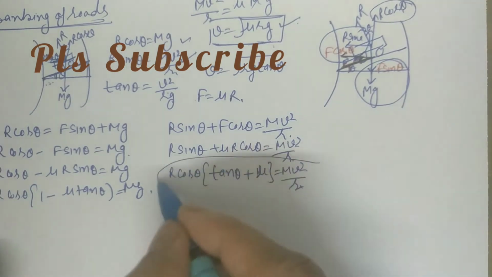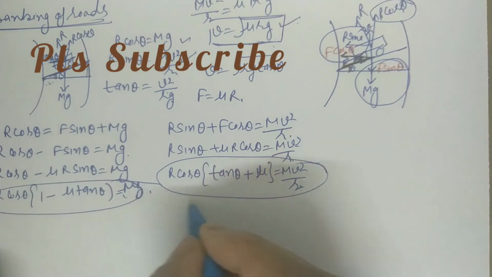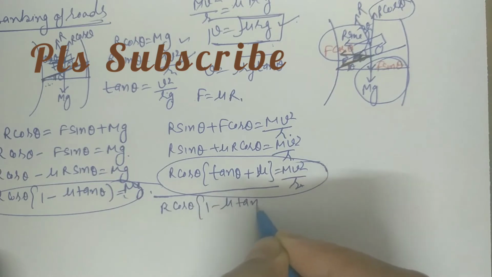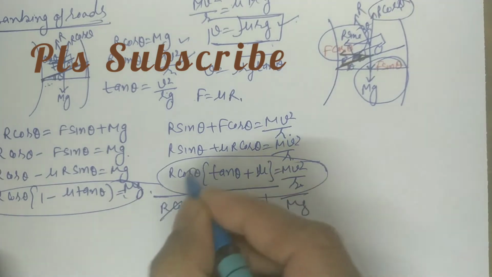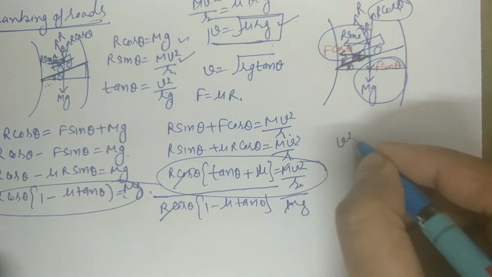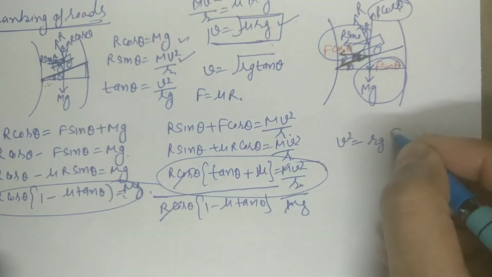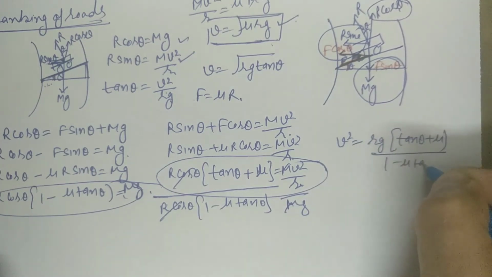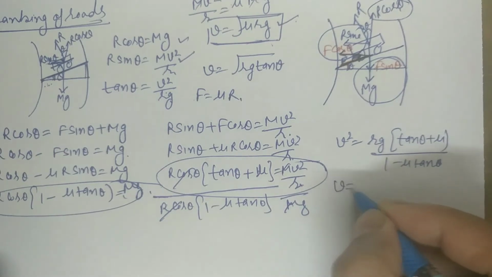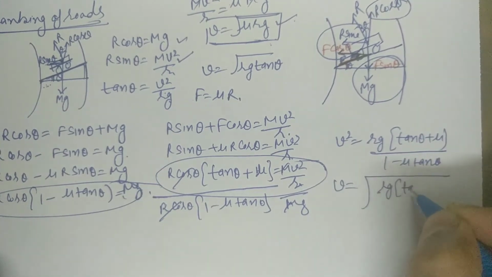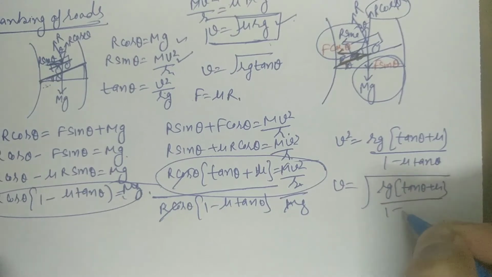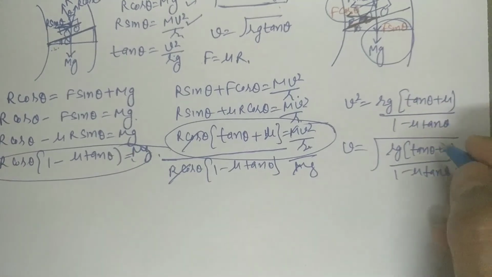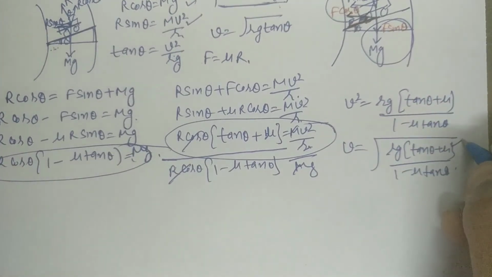Now divide this equation by the previous one. When I divide, R cos theta cancels, and v square is equal to rg (tan theta plus mu) upon (1 minus mu tan theta). Taking the square root, we get the required maximum velocity with which a body can turn on a banked road, considering the coefficient of friction also.